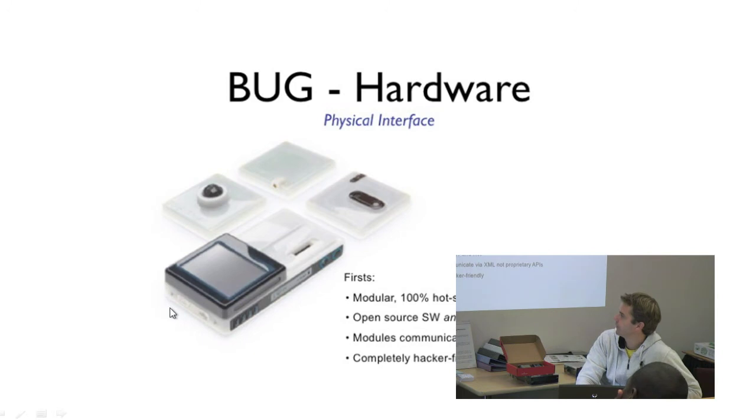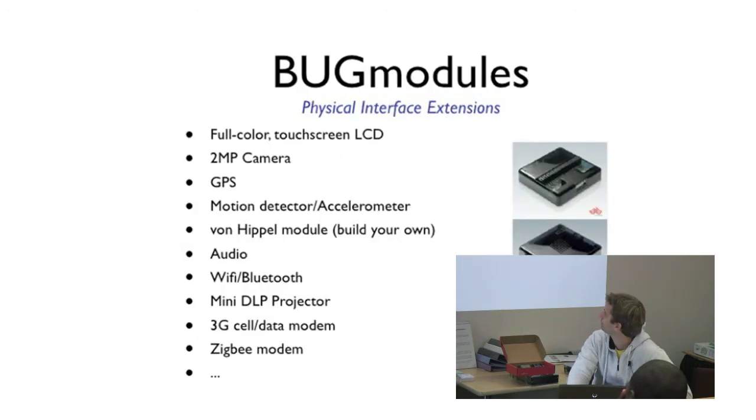So you build your device and you say, I want a camera interface, so you can go out and buy a camera interface, or you can build your own camera interface. Because the hardware is open source, you know how you can interface your device with it, and all the things communicate via XML, so you can write your own scripts to decode information coming from them and whatnot. So some of the extensions: touchscreen LCD, cameras, GPS, motion detectors. I don't know what a von Hippel module is. Arduino, Wi-Fi, Bluetooth, mini digital laser projector, 3G modem, Zigbee modem, and so on and so forth.